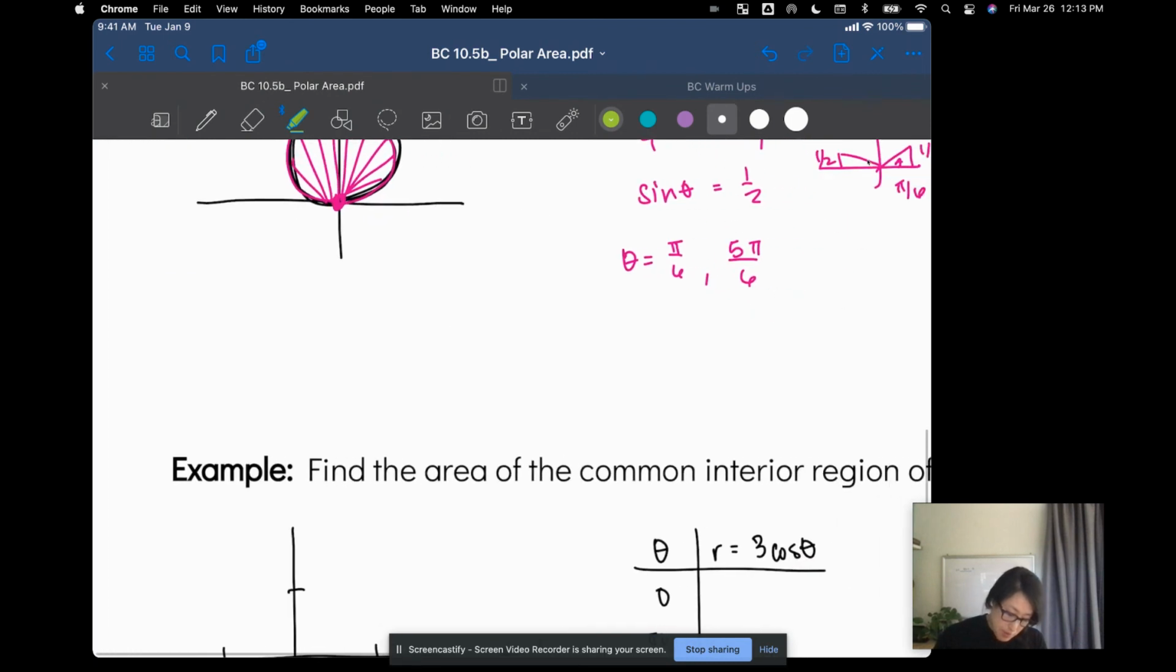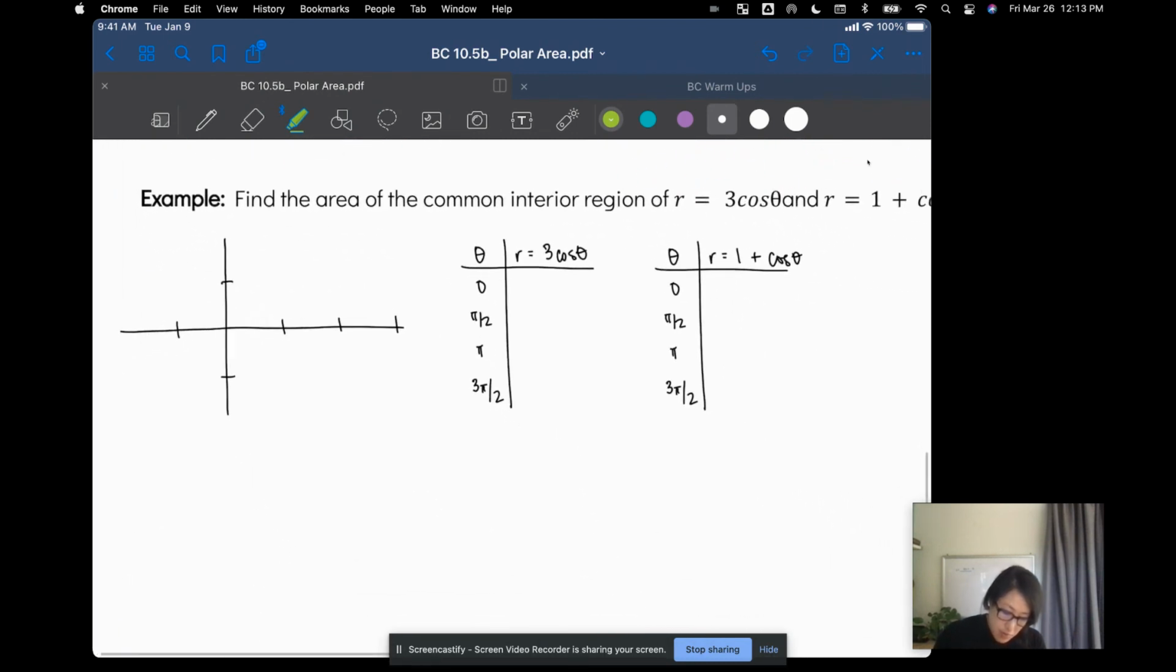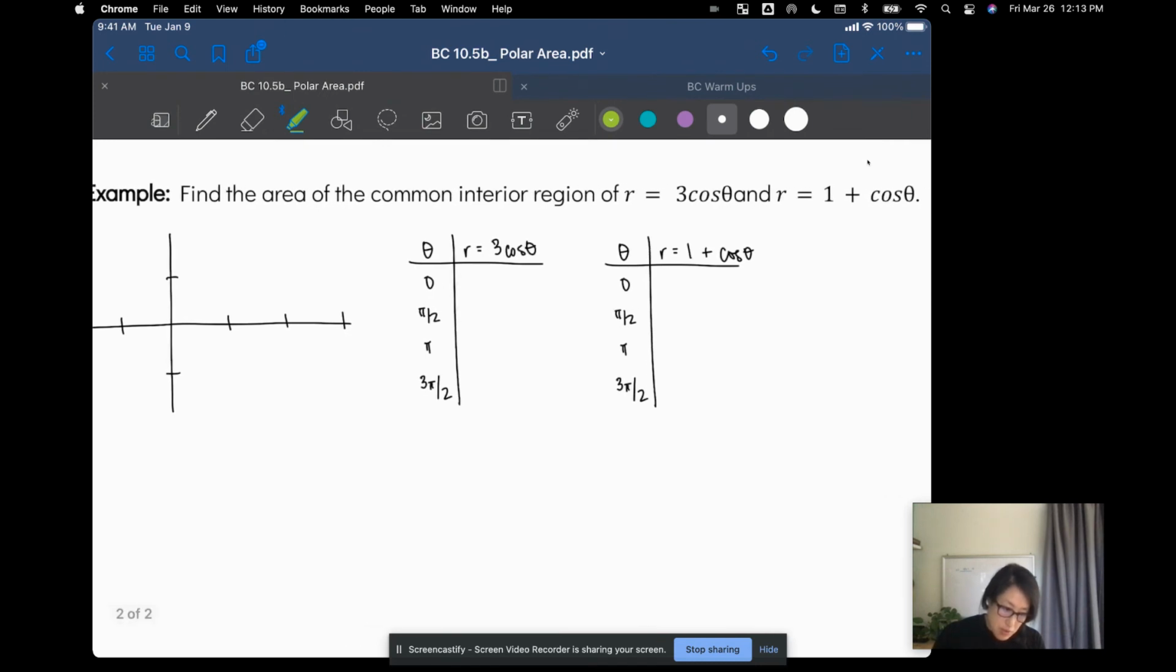Okay, last one. Find the area of the common interior region between r is equal to 3 cosine theta and r is equal to 1 plus cosine theta. 3 cosine theta is a circle, and 1 plus cosine theta looks like a limacon with a equals 1 and b equals 1. So that is a cardioid.